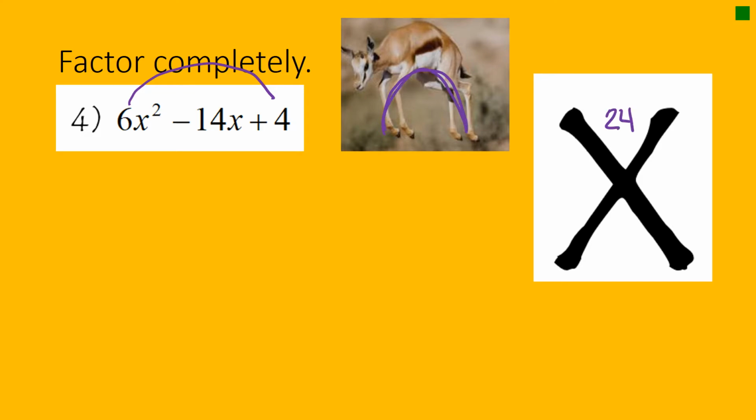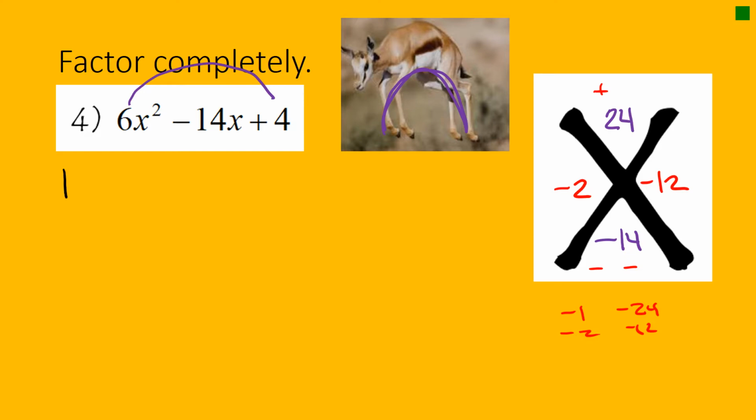6 times 4 is 24, and we are looking for negative 14. So positive up on top, negative on the bottom means 2 negatives. So negative 1, negative 24. Nope. Negative 2, negative 12. There it is. Guys, I don't write those down there because I think that I'm saying you're not smart enough. I write them down there because I have to find them too. So don't be embarrassed to write those down there, okay?